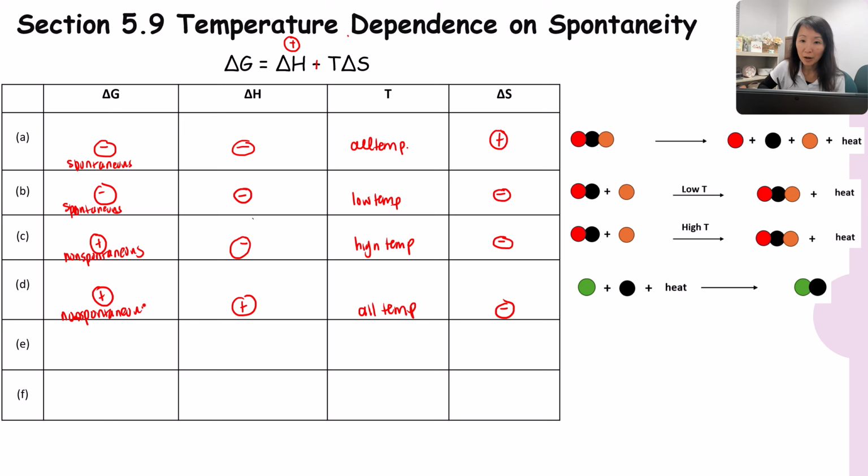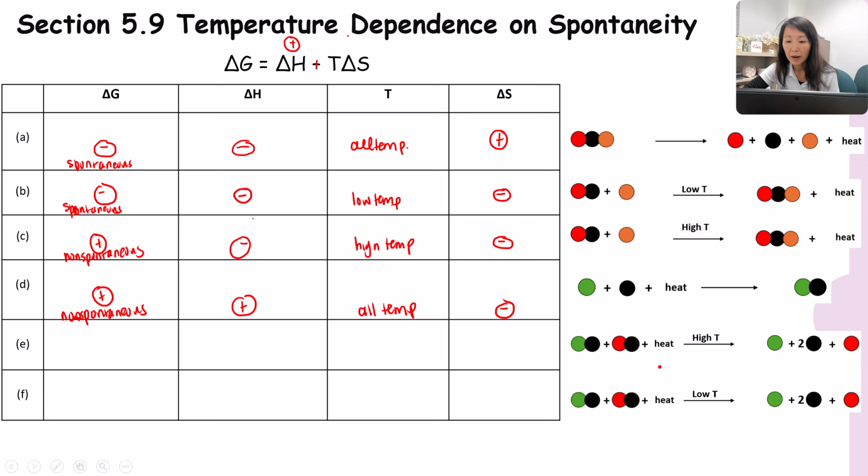Maybe you might need a little heat to get this thing going, but it's non-spontaneous. Let's look at the next scenario. Okay, what about this scenario? One is at high temperature and one is at low temperature. Try to come up with the rest here to fill out what the delta G might be.